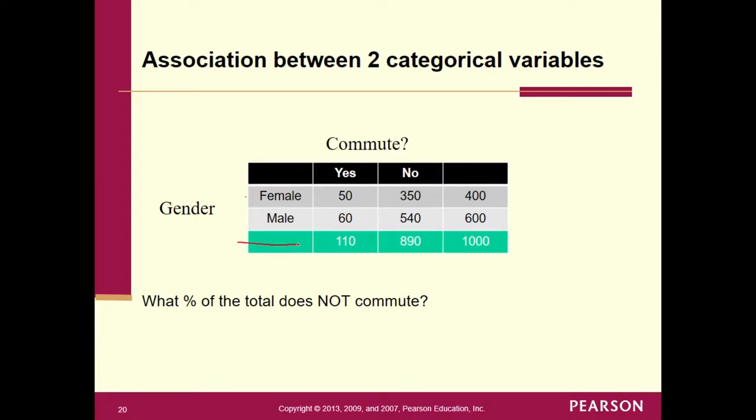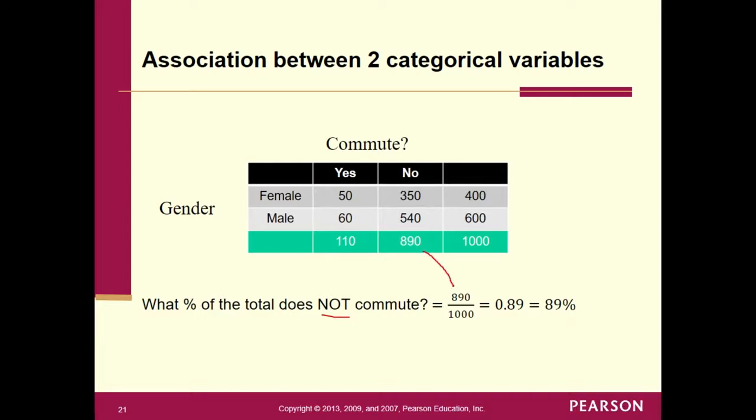All right. So now, if you see this in WebAssign or maybe on the exam, that we're talking about the total there, all right? And notice here I changed it around a little bit. So what percentage of the total does not commute? So that would be the 890 versus 1,000, and we got 89% there. So if they ask out of the total, that means we are looking at this row right here, probably. Okay?